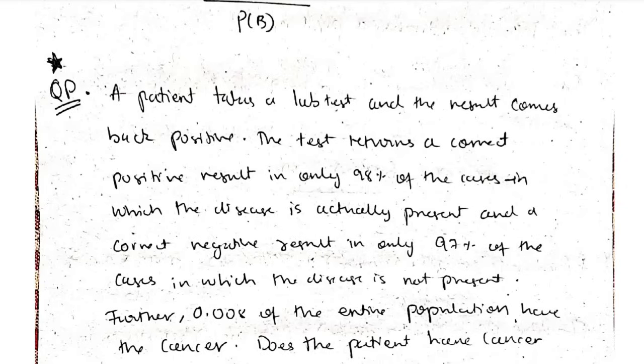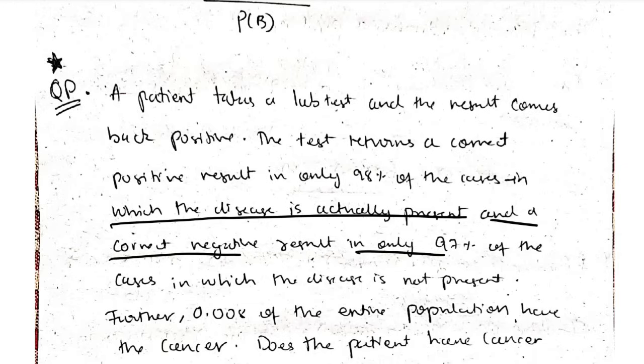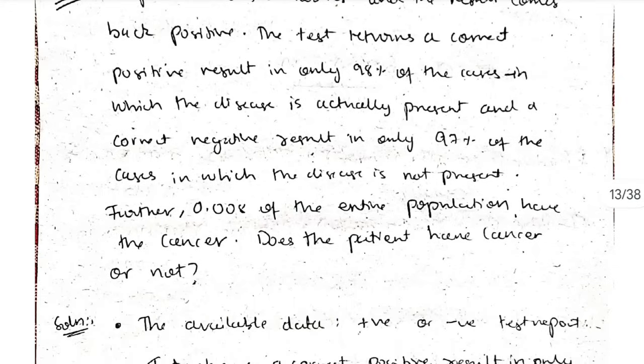And a correct negative result is returned only in 97% of the cases. In 97% of the cases, the lab report will be negative and the patient will actually not have cancer. But in the remaining 3% of cases, it will tell negative, but actually the patient will have cancer. These are the probabilities given to us, and one prior knowledge we have is that in the total population 0.008% have cancer. This is the prior knowledge which we have.